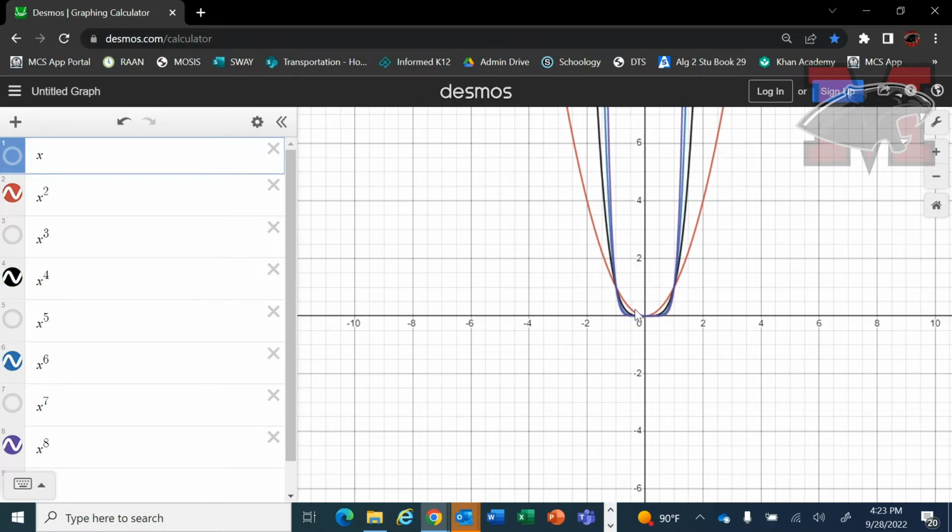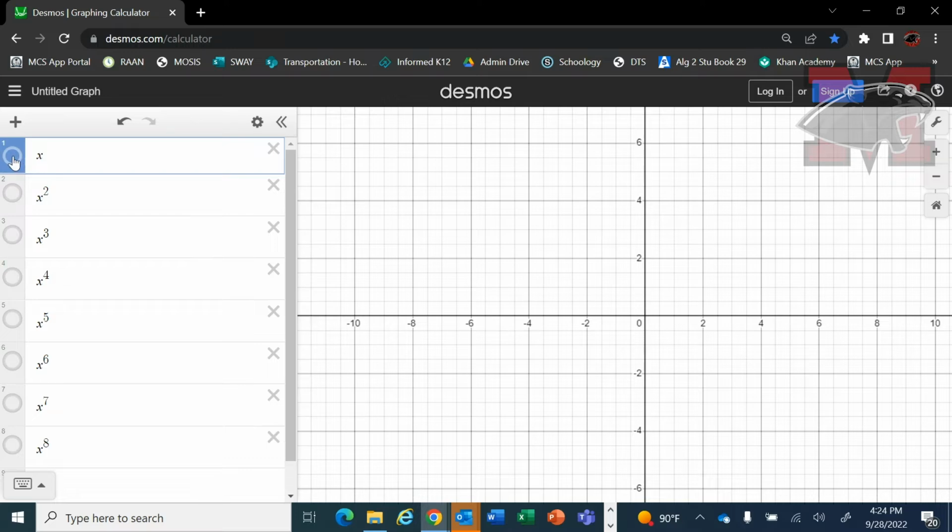The highest degree term, if it's even, your graph's going to look like this, where it goes up and up on both sides. Now let's see what happens if I uncheck these, and let's look at the odd version of it. So obviously the linear, same thing.